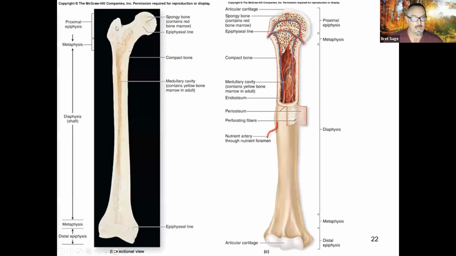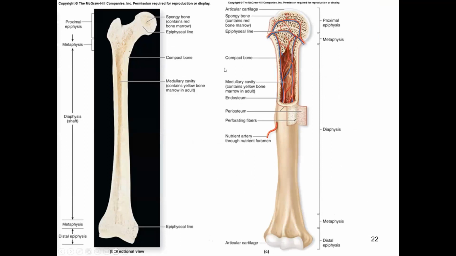All right, so this is what a long bone looks like when it's cut open and all the living cells are gone. You see the medullary cavity in the center. Here at the end is where the spongy bone is, and the red bone marrow. This is where bone cell production would occur. You see blood vessels. Blood vessels penetrate this end area with the spongy bone.